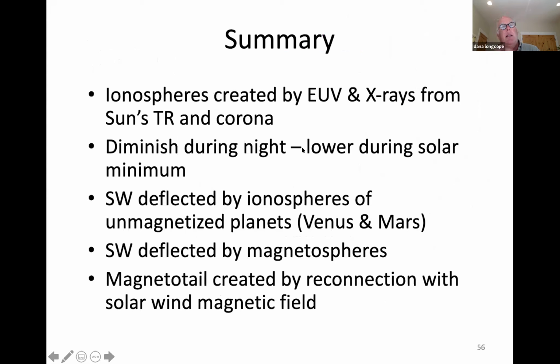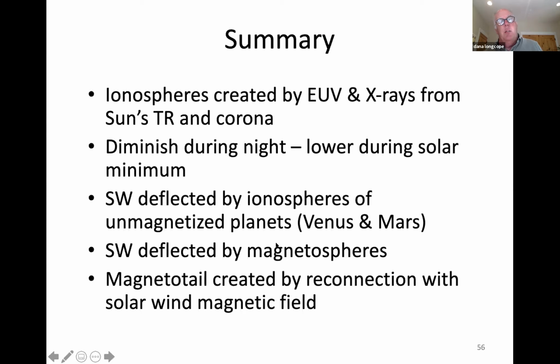I know that was a lot, but I was attempting to show you that the ionosphere is basically just a product of EUV and X-rays from the sun's transition region and corona, the parts that emit those short wavelengths. Therefore, the ionosphere is going to get smaller at night when there's no photons, and it's going to get smaller in the solar minimum when the corona and the transition region are less bright.